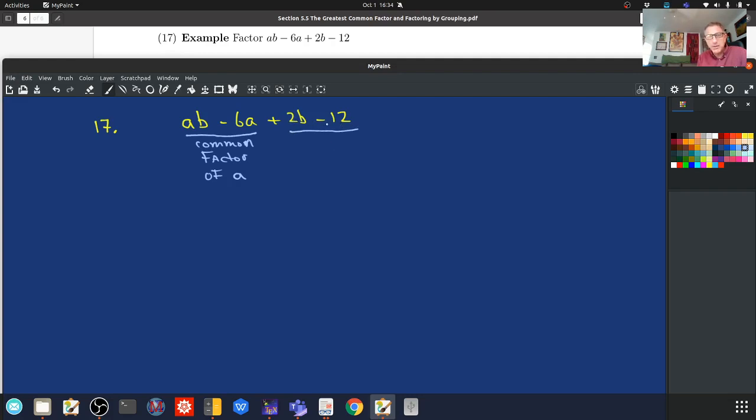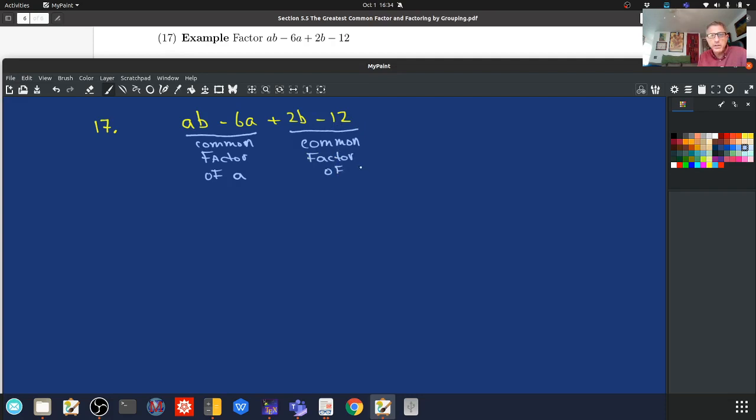And in my second group, there's a common factor. What's the common factor in 2 and 12? Well, it's always greater than or equal to 1, less than or equal to 2. When is it equal to 2? Well, when 2 divides the larger of the two numbers. So this is a common factor of 2.